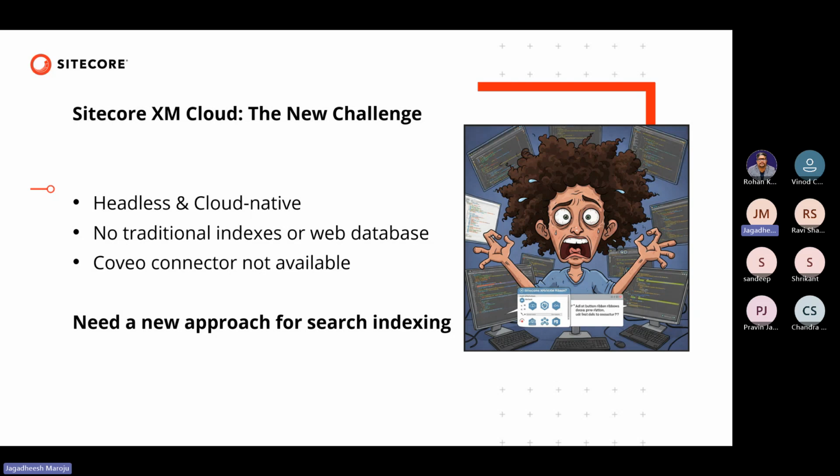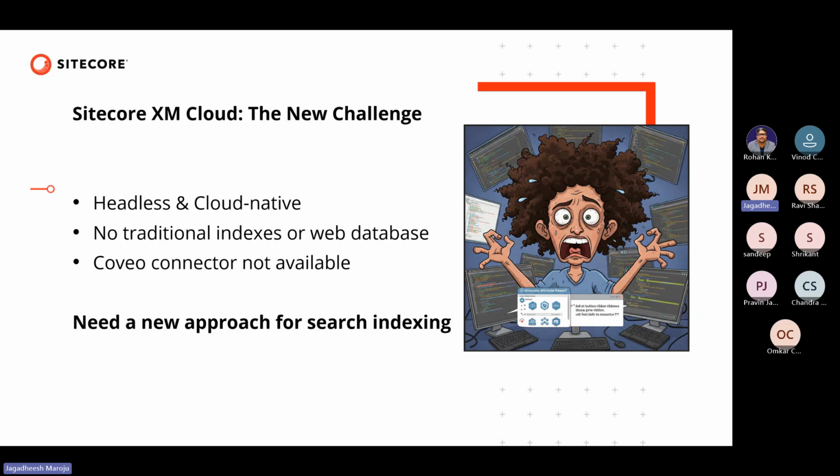There's no longer a traditional Sitecore web database that you can just point Coveo at. The old Sitecore index system doesn't exist in the same way. And that means there's no connector module to handle the index as well. So what happens? We lost that automatic indexing story. We can't just drop in a Coveo module and let it do its thing. This is actually a common friction point for teams moving from on-prem to XM Cloud. So we needed a new approach to get our content into Coveo.